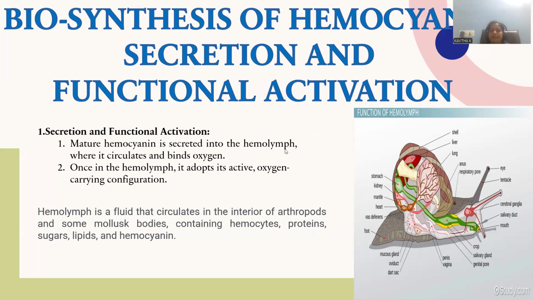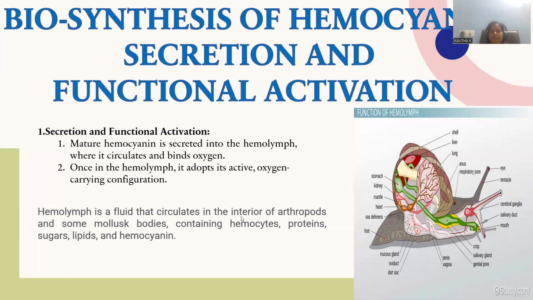In that hemolymph, where the hemocyanin is secreted and circulated, the hemocyanin comes in contact with the hemolymph, which is circulated to all the organs of those invertebrate species, and binds with oxygen. That is the requisite function of hemocyanin. Once in the hemolymph, it adopts its active, oxygen-carrying configuration. Whenever it is secreted into the hemolymph, it is active and has a high affinity for binding oxygen, giving rise to a circulatory pigment that circulates the oxygen to all the metabolic regions. Wherever metabolism is required, the secretion and transportation of oxygen is possible, so it is an efficient oxygen carrier in invertebrate species.